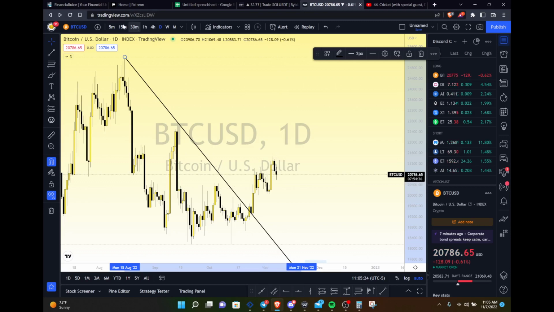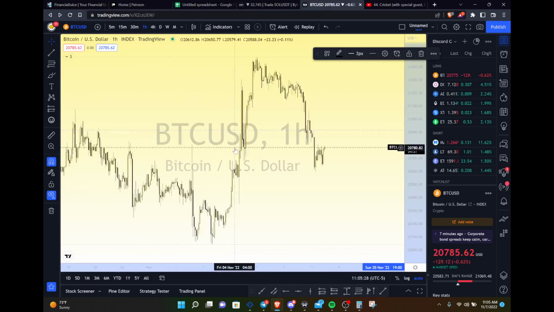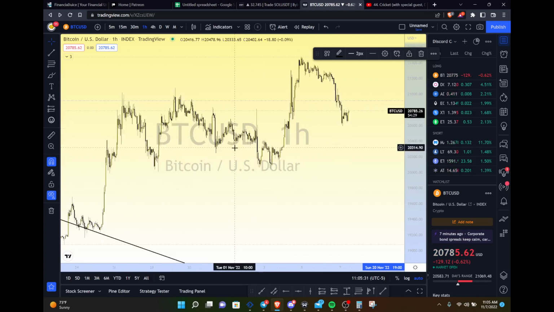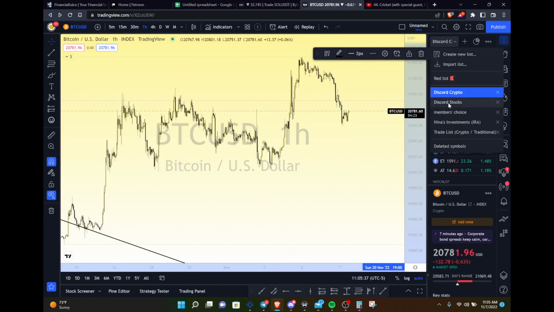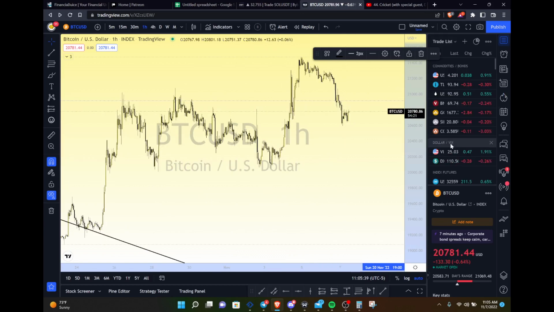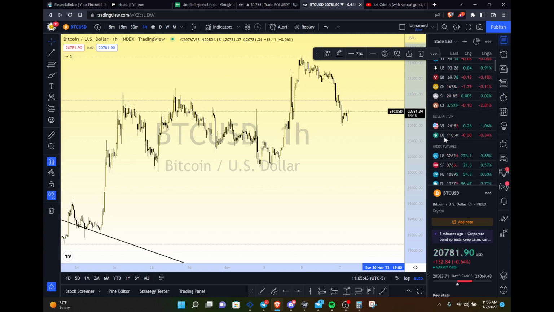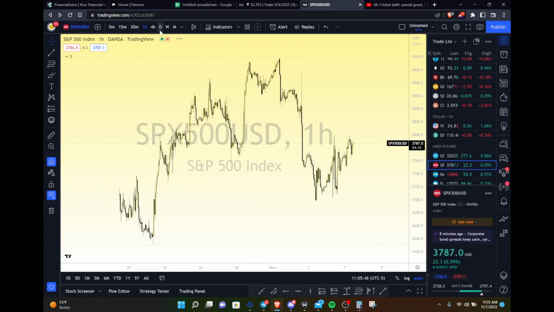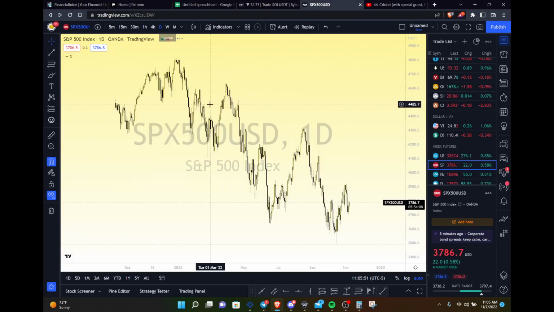Let's go down to the 1 hour real quick. But to me, I don't think it is. I think this is another bullish retracement, and Bitcoin is having a rest period because of two things. The dollar is holding a level right now, and the S&P and NASDAQ are all nearing resistance zones. Let me just show you real quick.